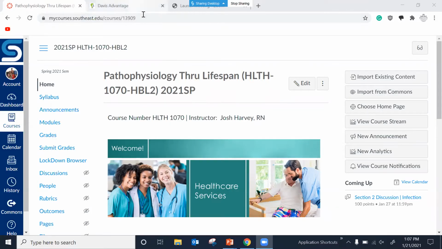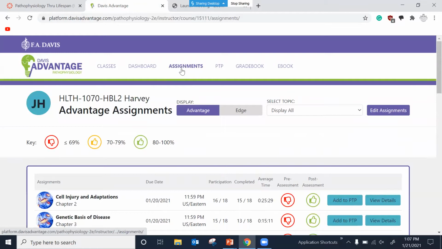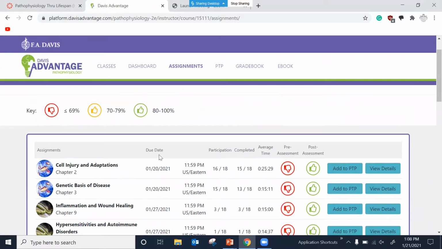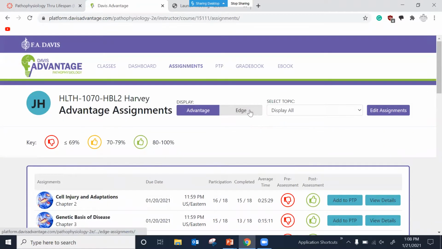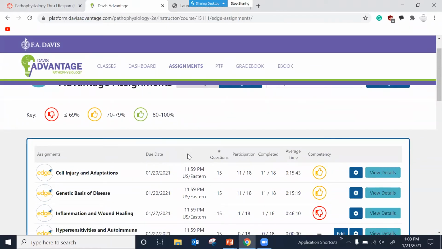What I was showing was on the Davis Advantage website. I clicked on the assignments tab, and right now it's displaying the Advantage assignments, and you can see the due dates are all right here in this column. Technically last night, cell injury and genetic basis were due for the Advantage. And if you click over on the edge, those were also due. If you didn't get them done, just don't worry about it. Go ahead and get those done.